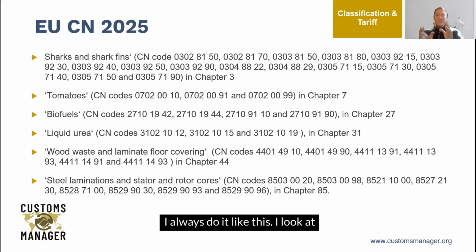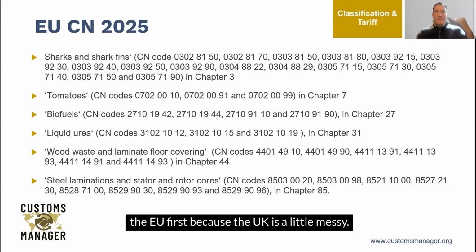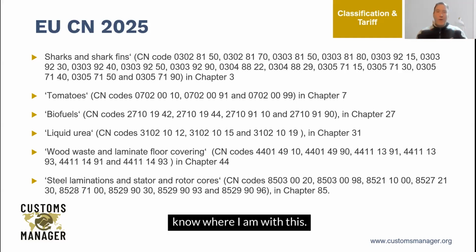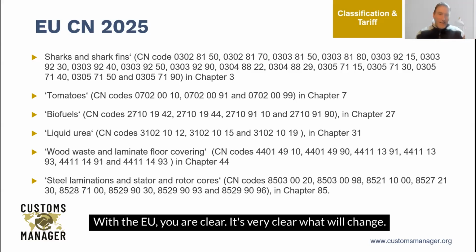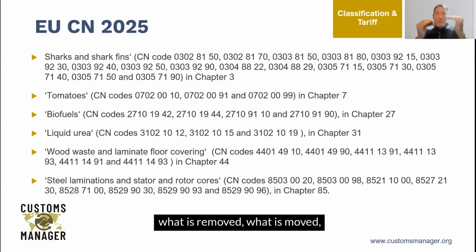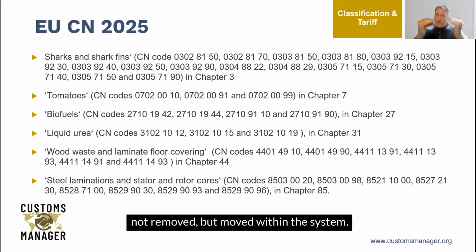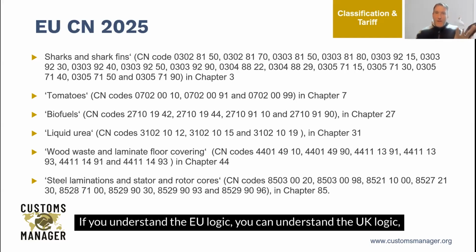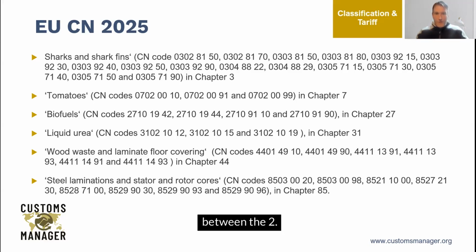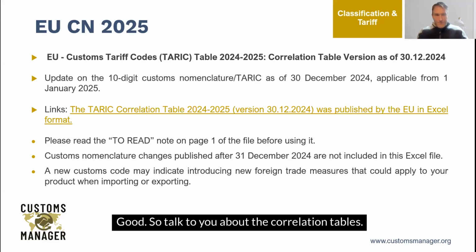I always do it like this. I look at the EU first, because the UK is a little messy. I'm sorry. They update every day. They do tariff stops. I never know where I am with this. With the EU, you are clear. It's very clear what will change. They also offer Excel sheets, correlation tables. What is added, what is removed. What is moved, not removed, but moved within the system. If you understand the EU logic, you can understand the UK logic, providing that there's strategic alignment between the two.